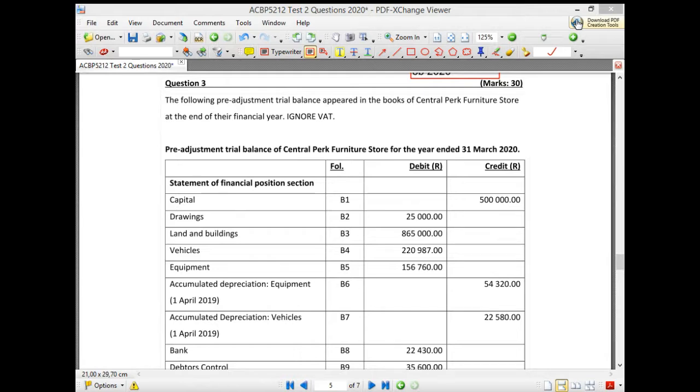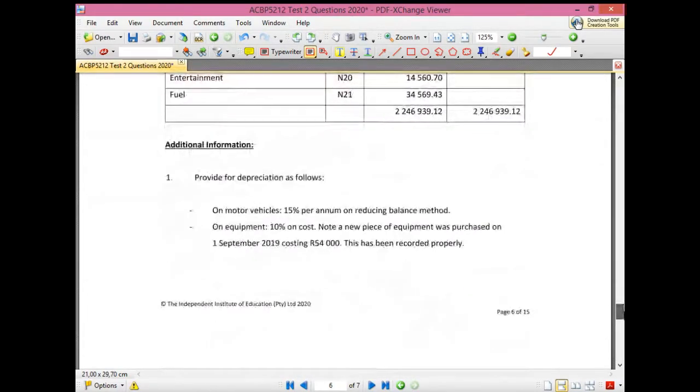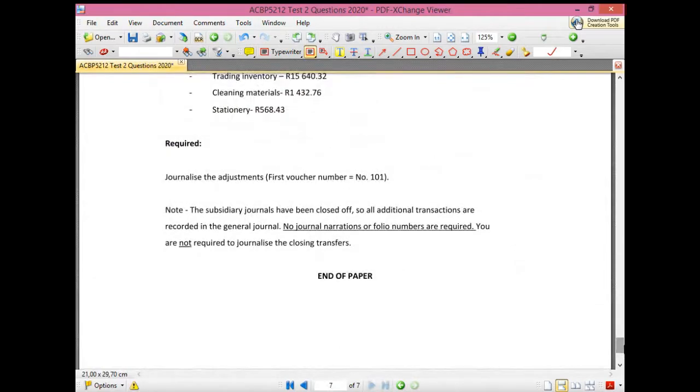Okay, now let's quickly see what was asked for in this specific question. If I scroll to the required, we were asked to journalize the adjustments, and then they give you the first journal number. So that means you need to include that journal voucher number in your disclosure. So they want us to do the adjustments. The adjustments in this question are all your additional information.